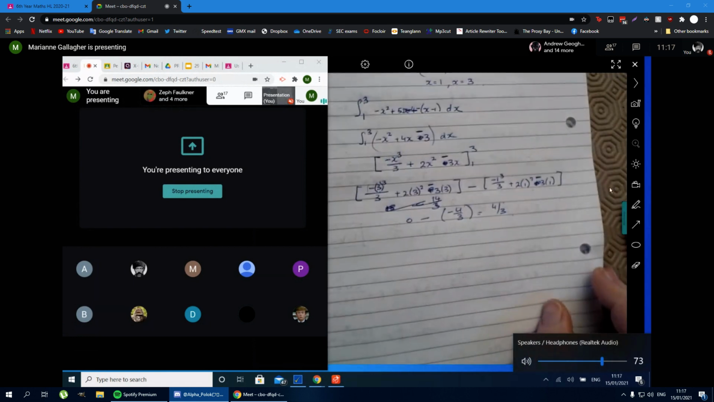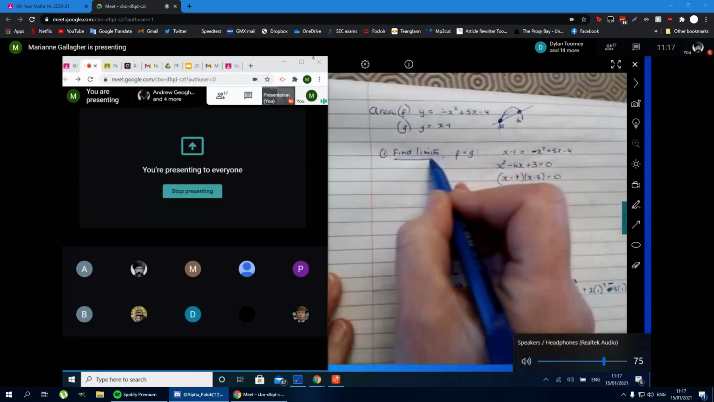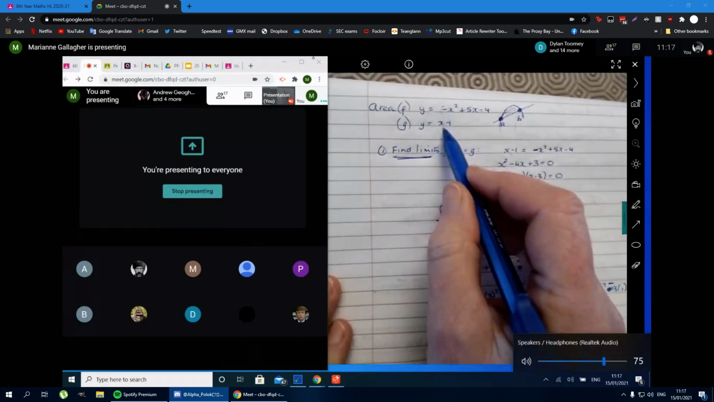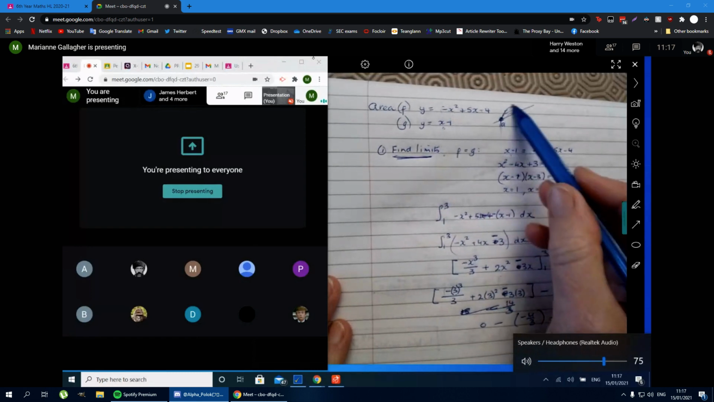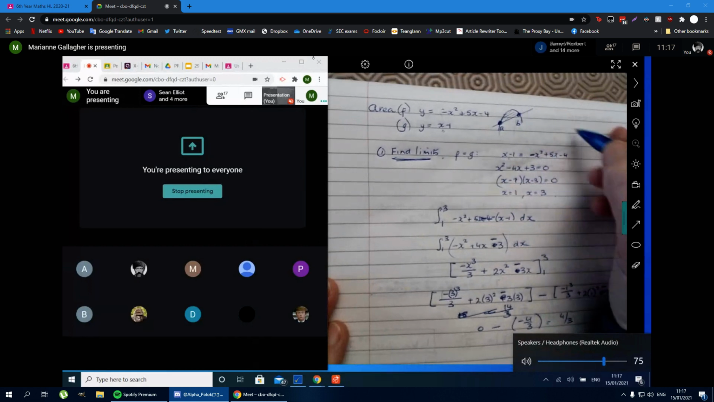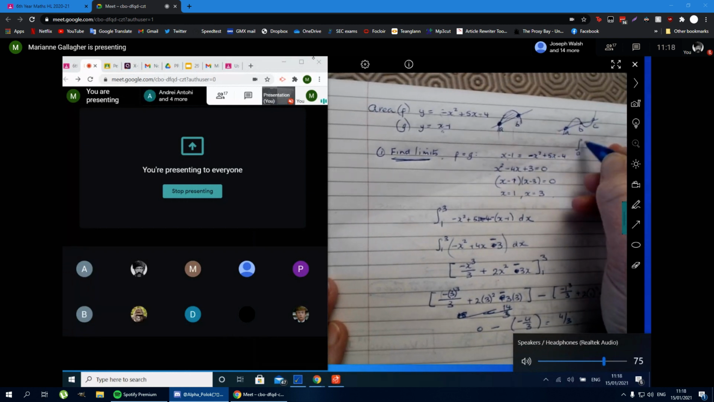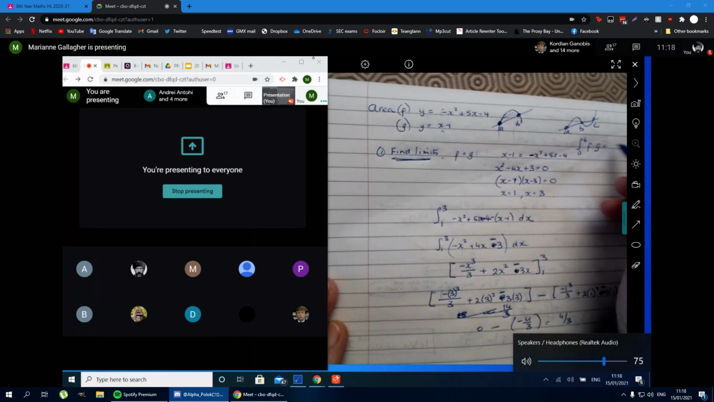Does that make sense? Yeah, it does. So the key thing is find your limits, where they intersect, and then decide which one is on top. And if you have more than one crossing, so as I say, if this had been a cubic graph, you'd have to do A to B and B to C. So from A to B, you'd have F minus G. And then from B to C, you'd have G minus F because now G is on top. Does that make sense?